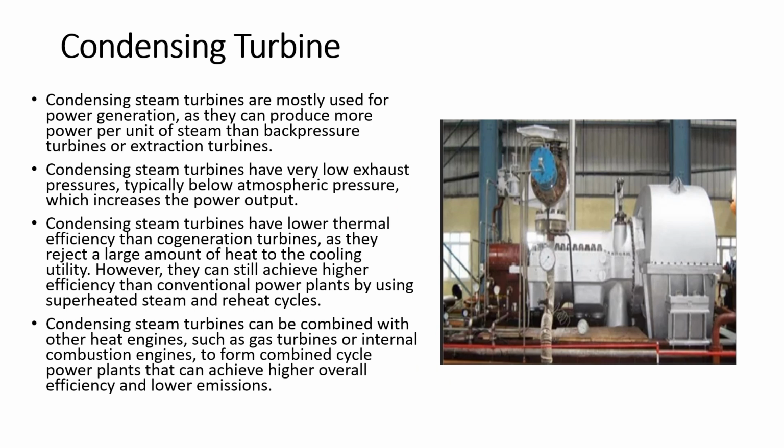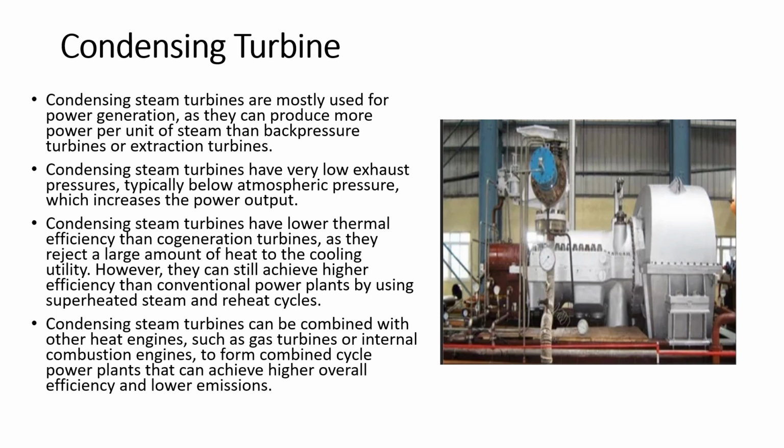Condensing steam turbines are mostly used for power generation, as they can produce more power per unit of steam than back pressure turbines or extraction turbines. Condensing steam turbines have very low exhaust pressures, typically below atmospheric pressure, which increases the power output. Condensing steam turbines have lower thermal efficiency than cogeneration turbines, as they reject a large amount of heat to the cooling utility. However, they can still achieve higher efficiency than conventional power plants by using superheated steam and reheat cycles.